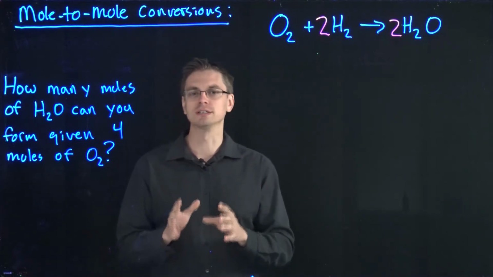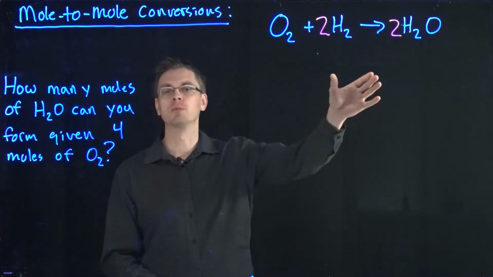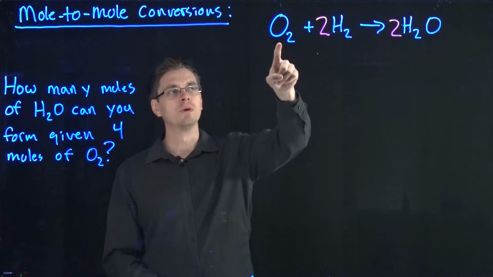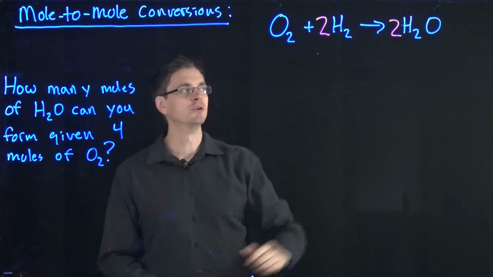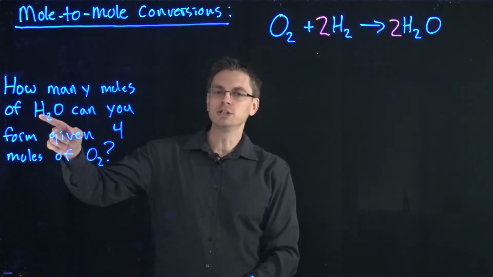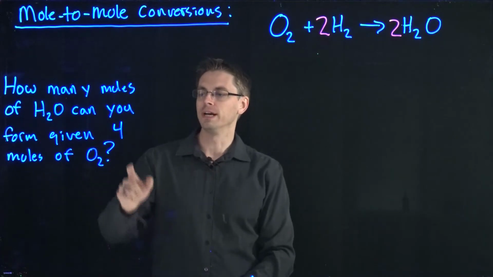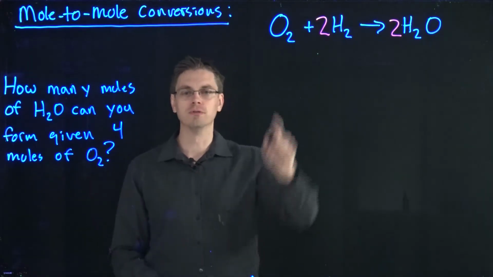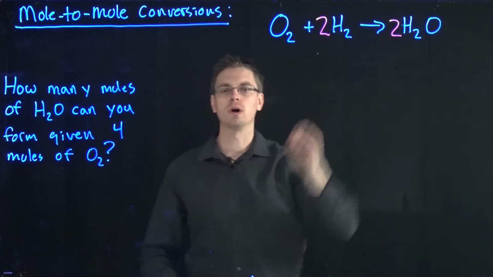So to introduce this concept, I want to consider the very basic chemical reaction equation that we've looked at a number of times now, where we take 1 mole of O2, oxygen, and react it with 2 moles of H2, forming 2 moles of water. The question we want to answer now is how many moles of water we can form if we're given 4 moles of O2. So basically 4 moles of O2 here, we need to figure out how much water can form.